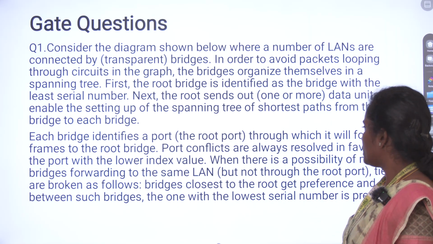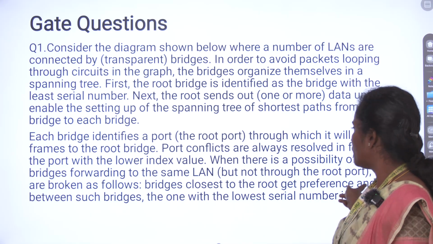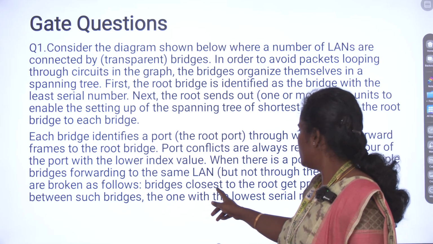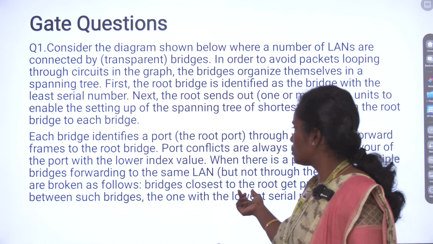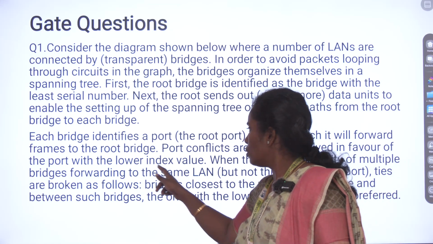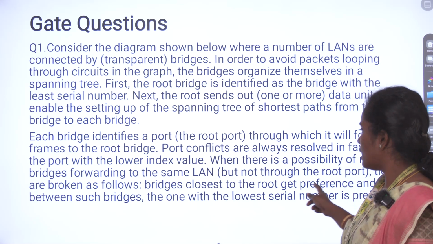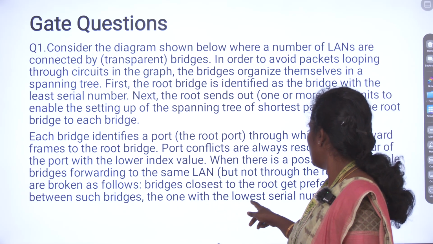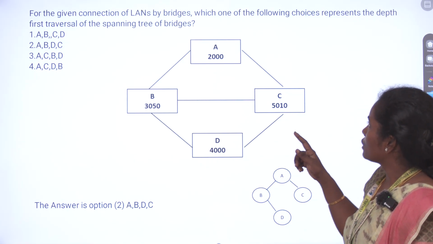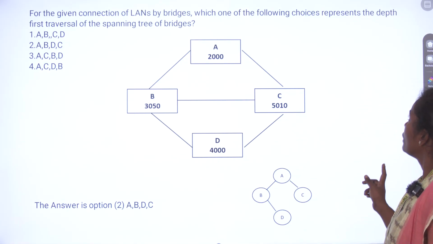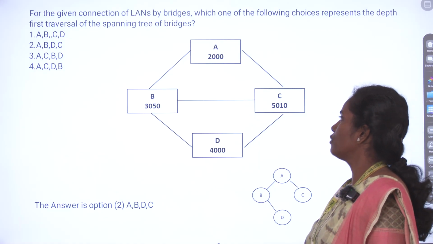Then there is a possibility of multiple bridges forwarding to the same LAN, but not through the root port. Ties are broken as follows. Bridges closest to the root get preference. The bridge which is closest to the root, that is the root, we will choose the lower index value, and between such bridges the one with the lowest serial number is preferred. For the given collection of LANs connected by bridges, which one of the following choices represents the depth first traversal of the spanning tree of bridges?